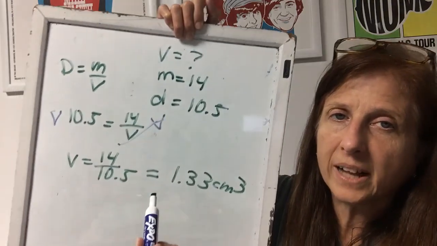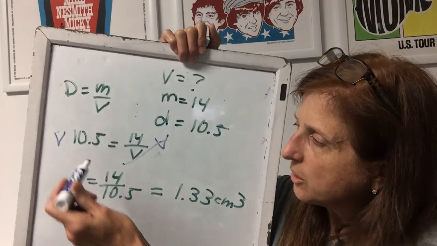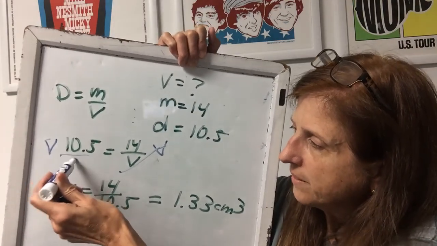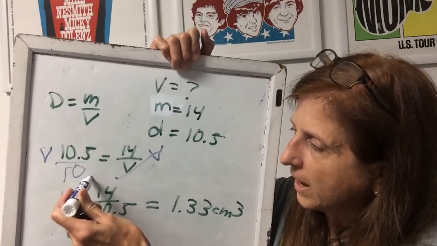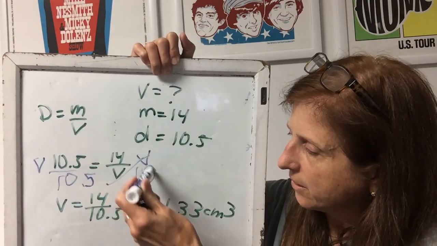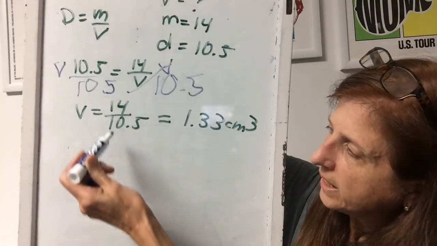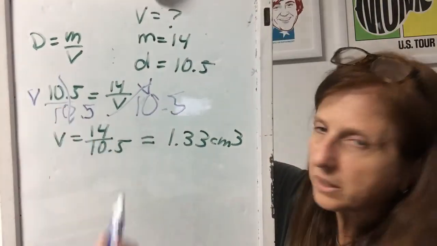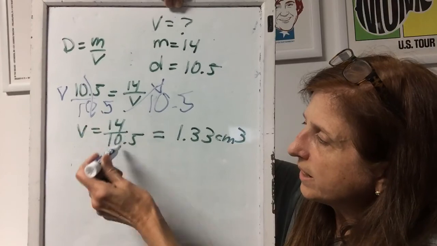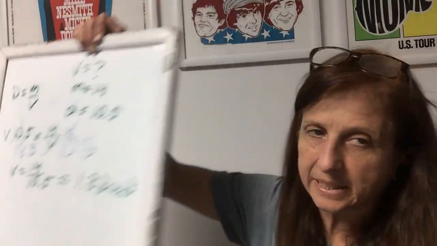And now we can say, why is V not alone? It's because it's being multiplied by 10.5. So we do the opposite. We divide by 10.5. This is really messy. And what you do to one side, you do to the other. So I rewrote it down here. 14, those cancel out. Whoop, it's more fun with sound effects. And 14 divided by 10.5 is 1.33. And that would be cubic centimeters.